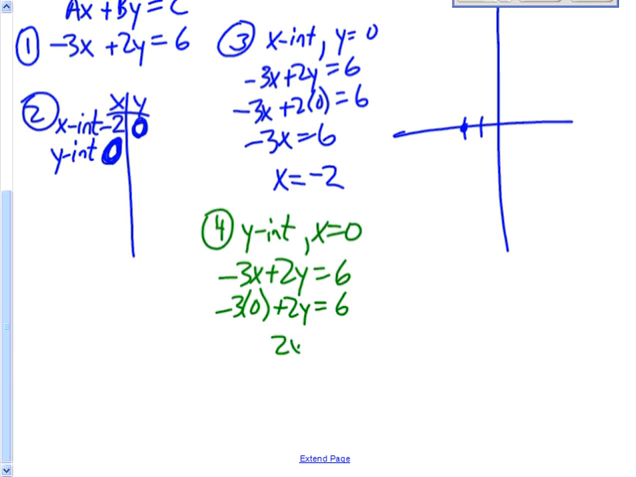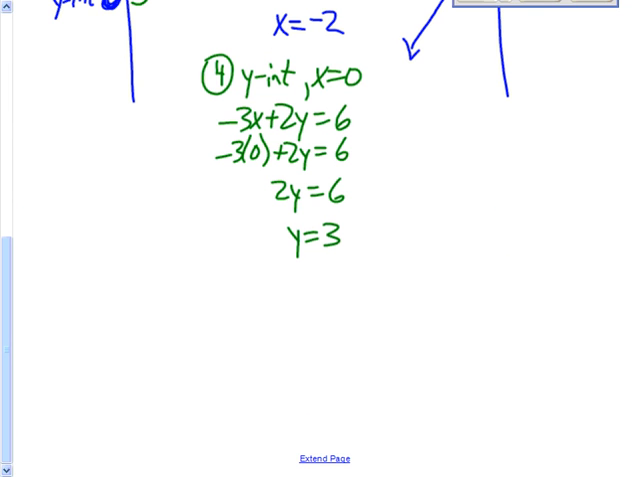Okay, so we got 2y equals 6. Divide both sides by 2. And we got 3. So when x was 0, y ended up being 3. There's the point. Draw the line. There's our line. Negative 3x plus 2y equals 6.